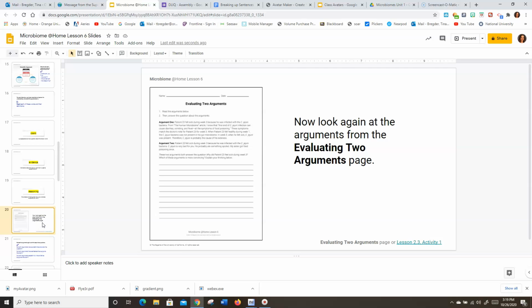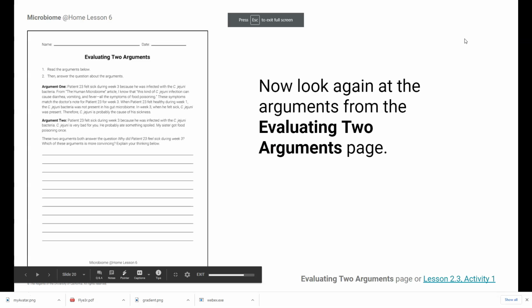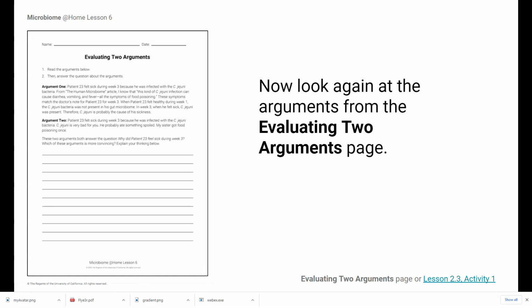All right, so now we're going to go back to the 2 arguments that we read earlier. And we're going to look at them and say, do they have a claim, evidence, and reasoning? Well, if you look at argument 1 and argument 2, they both say patient 23 felt sick during week 3 because he was infected with the C. jejuni bacteria. They both say that, and that's the claim. So they both have a claim, and they're both exactly the same thing.